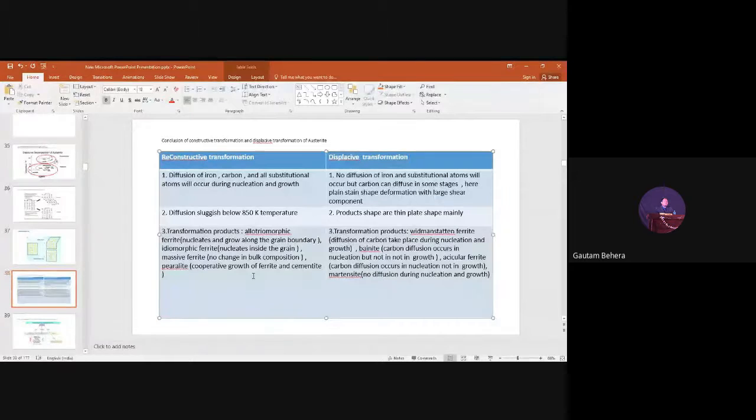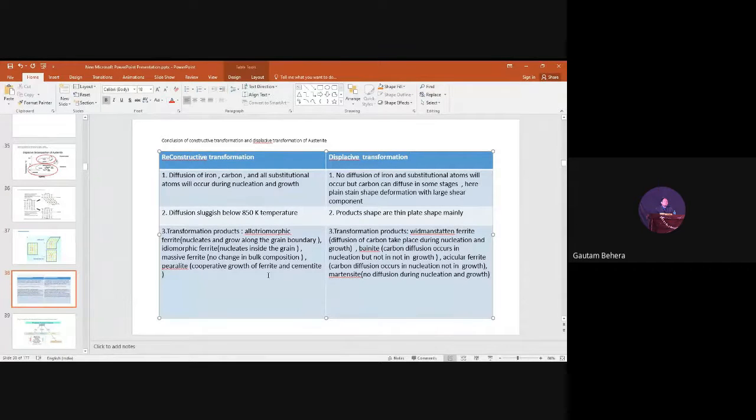Okay, so what is the parent phase here in these two cases? Which one is the parent phase? Austenite. Very good. So austenite can be transformed into ferrite either by reconstructive transformation or by displacive transformation. In displacive transformation, the substitutional alloying element or iron in steel will not diffuse. Only the carbon atom can diffuse, in some cases in the nucleation and growth stage, in some cases only the growth stage, or the nucleation stage only.